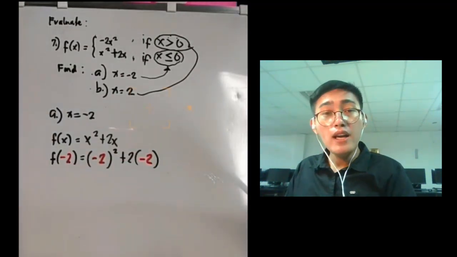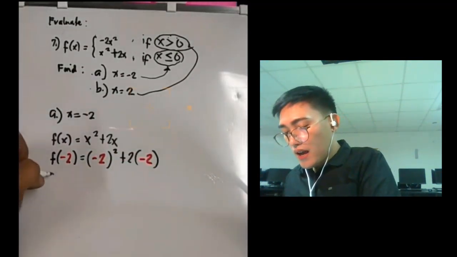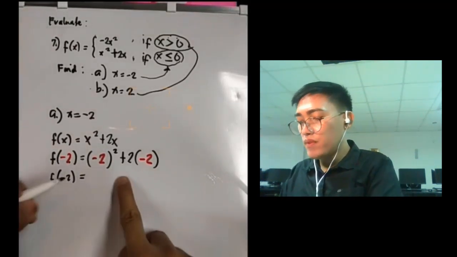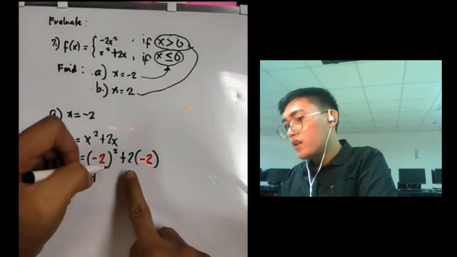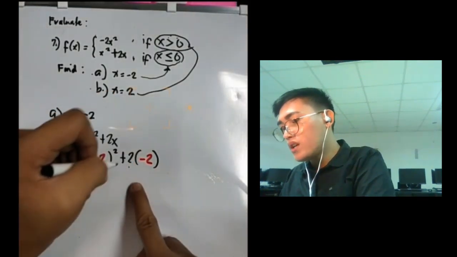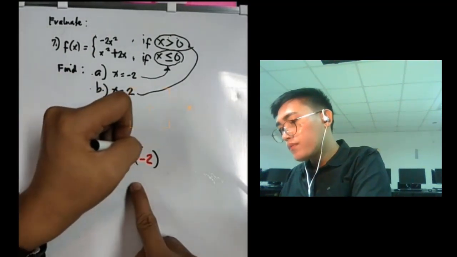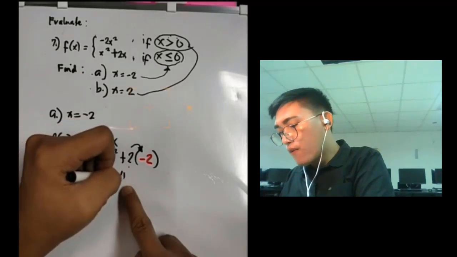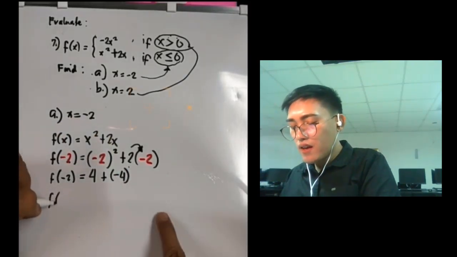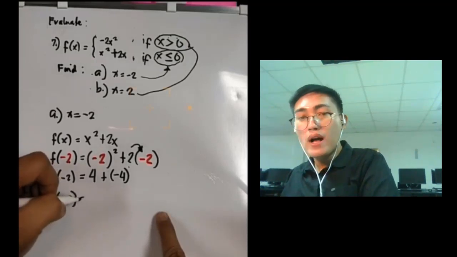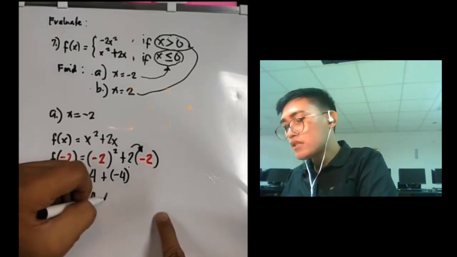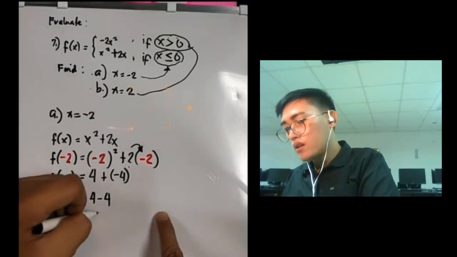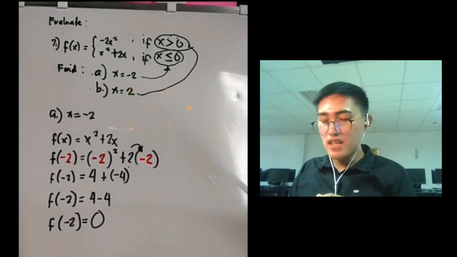Okay? Ngayon, isa-solve na natin siya. F of negative 2 equals, what is negative 2 squared? It's positive 4. 2 times negative 2 is plus negative 4, or simplify, f of negative 2 equals 4 less 4, and we got the answer 0. So that's it for letter A.